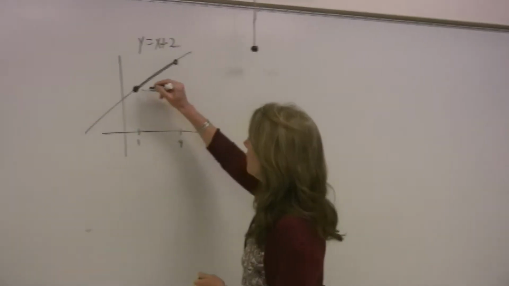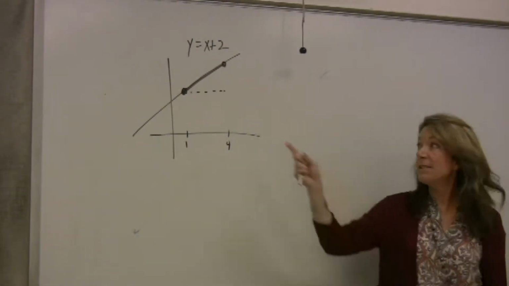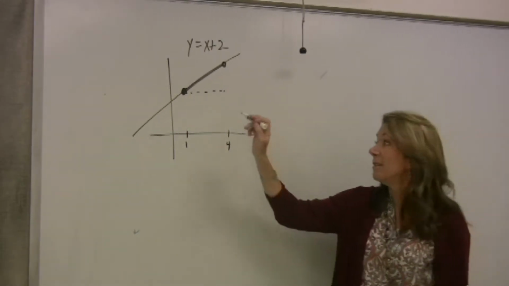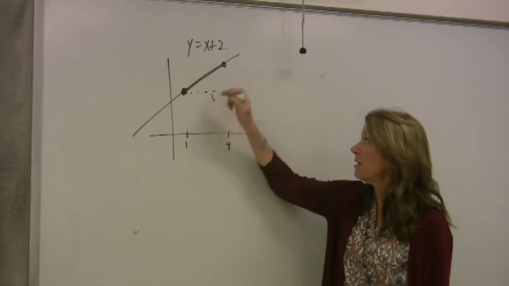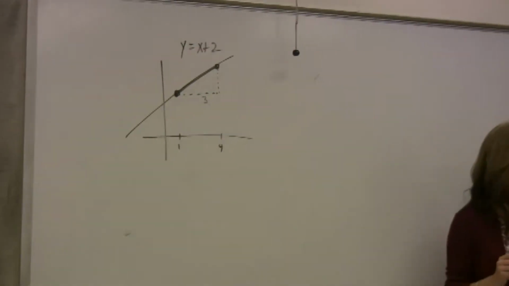Well, how far is it from here to here? That distance is 3, right? Yeah, from 1 to 4, this distance is 3. I wonder what this distance is. My picture's not to scale.